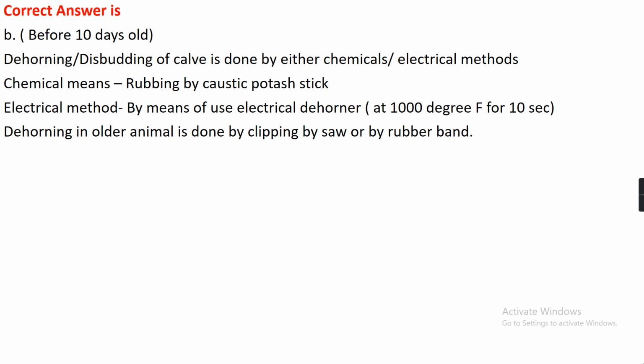Okay, dehorning in the case of older cattle is done by clipping, that is by cutting, by saw, or by use of a rubber band.